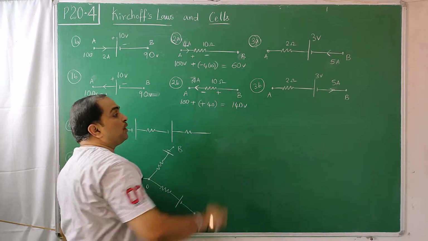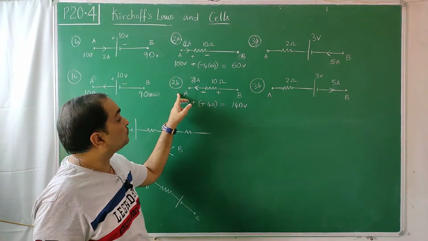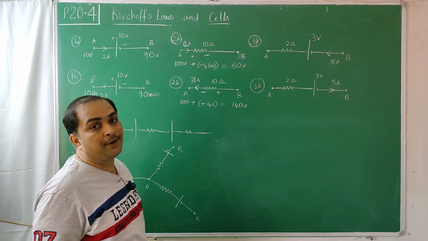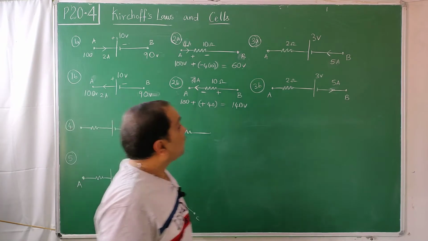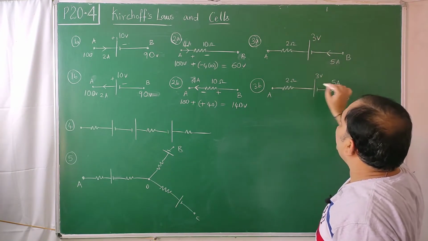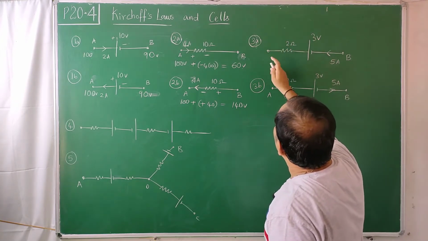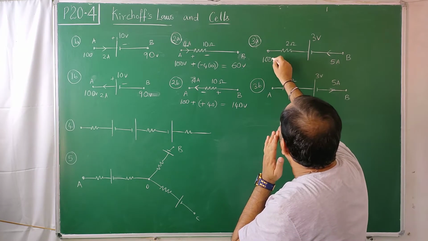So this is at 140 volts. It dropped to 40 and here it came out to be 100, like that. Now comes both. There is a battery as well as a resistor. Let us take A is at a potential of 100 volts.